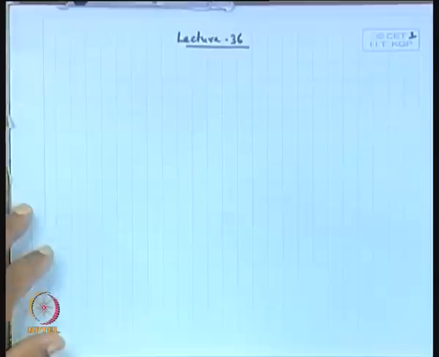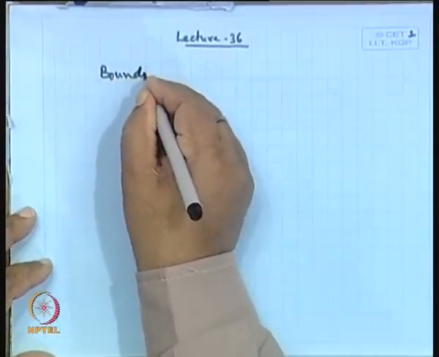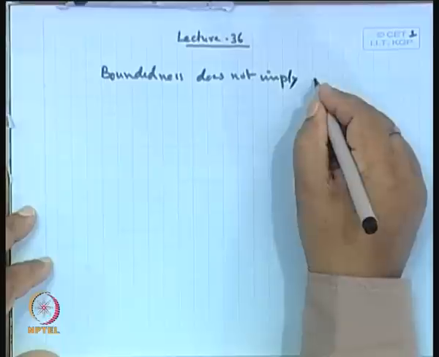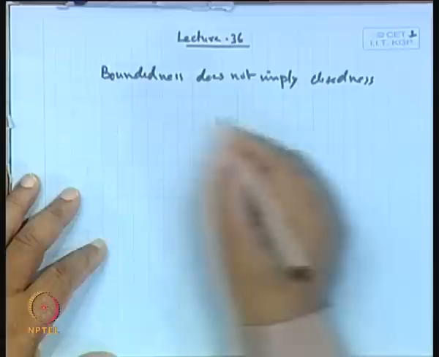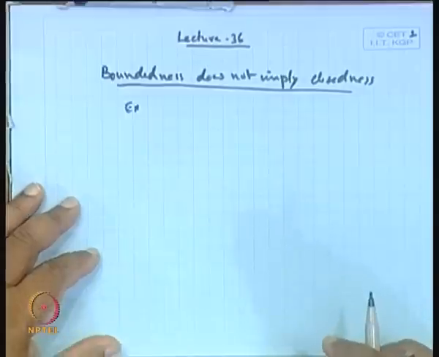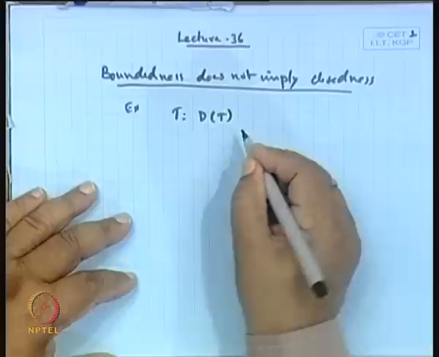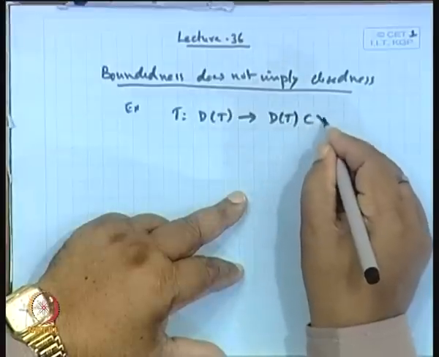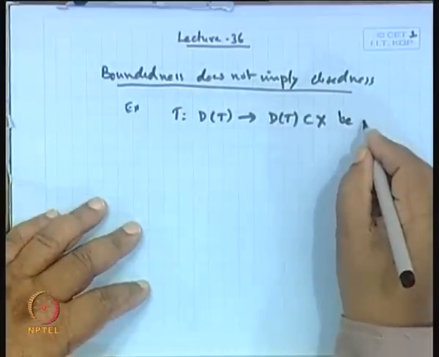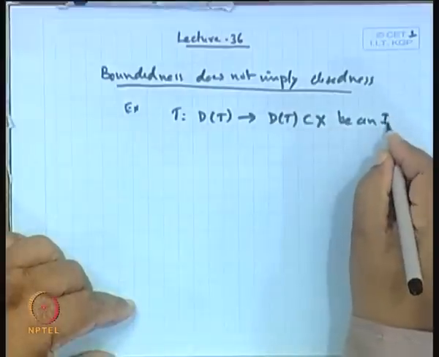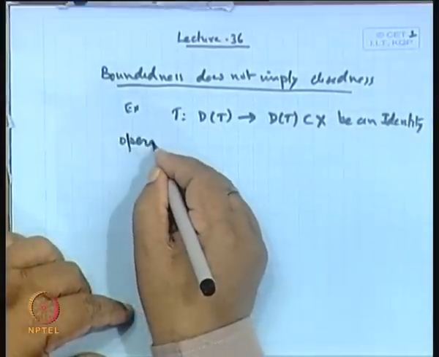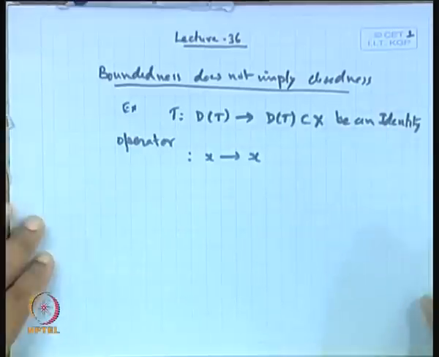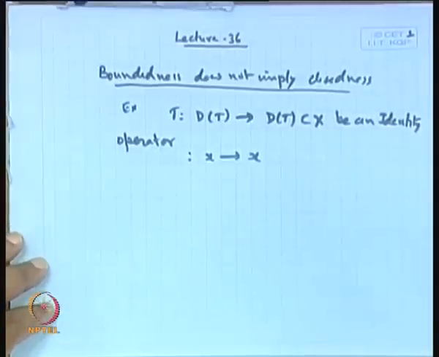Now, the second part of this, that boundedness does not imply closedness. And the example is, let us take an operator T from D(T) to Y, which is D(T) to D(T), which is a subset of X, and let this operator be an identity operator, that is an operator which transforms x to x. Okay. Identity operator. So, it transforms x to x.